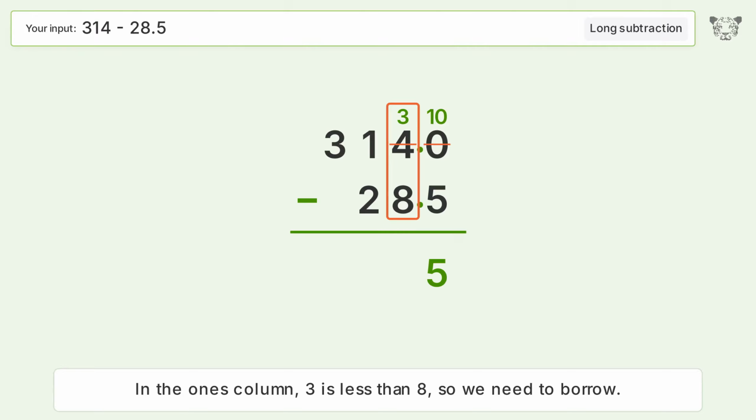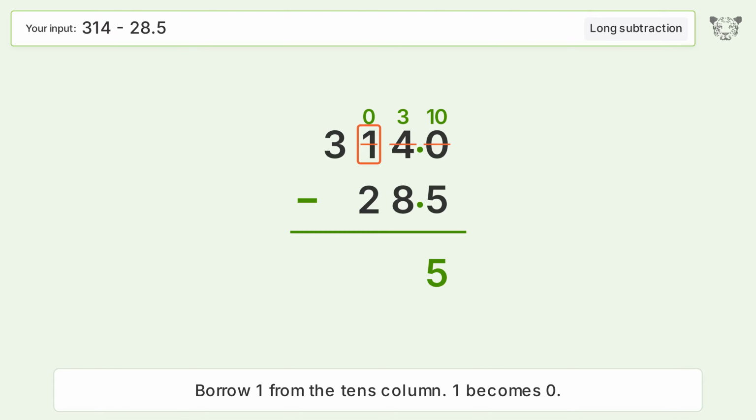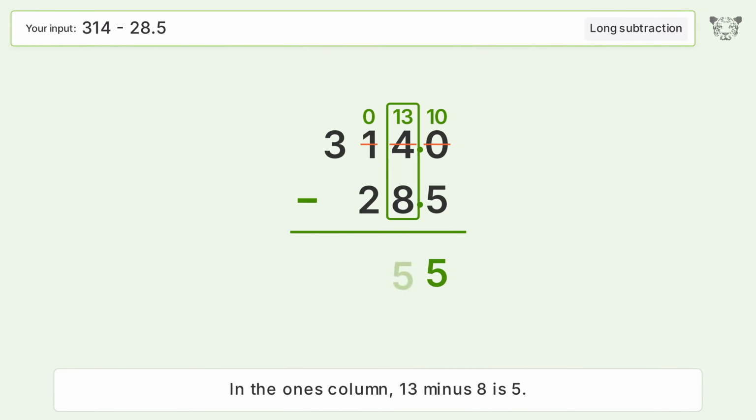In the ones column, 3 is less than 8, so we need to borrow. Borrow 1 from the tens column. 1 becomes 0. The 3 in the ones column becomes 13. In the ones column, 13 minus 8 is 5.